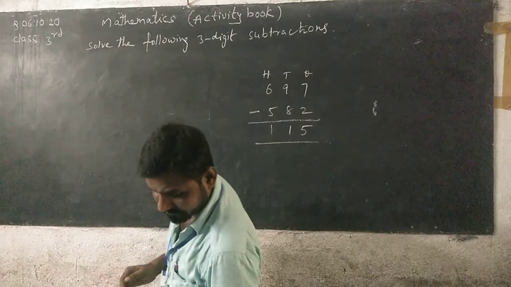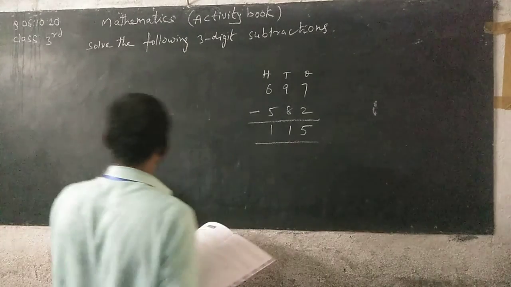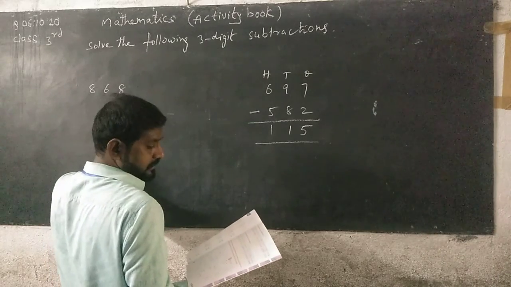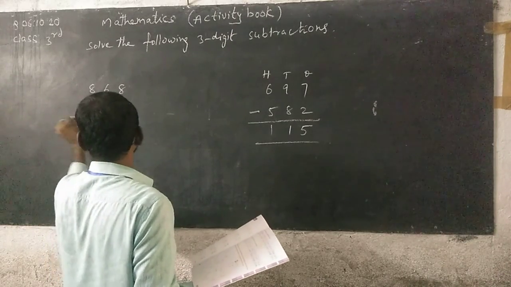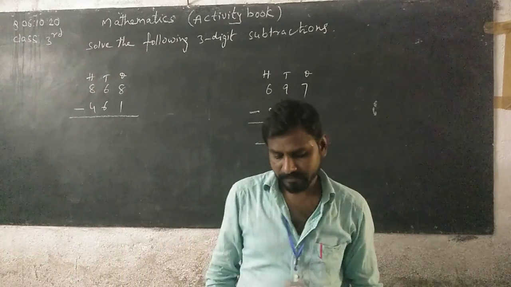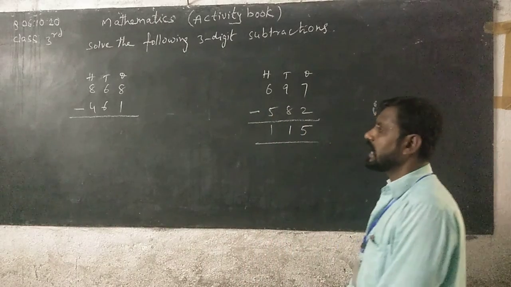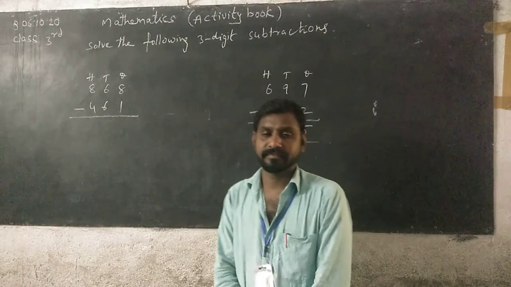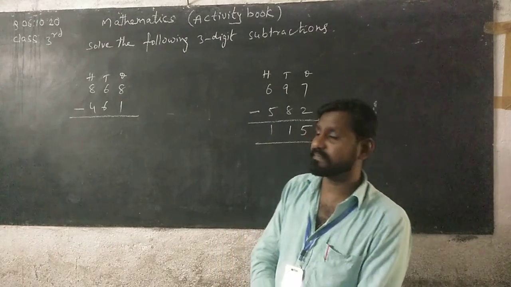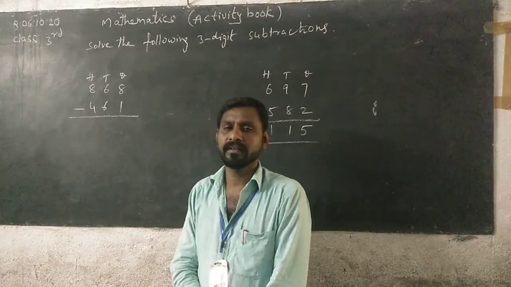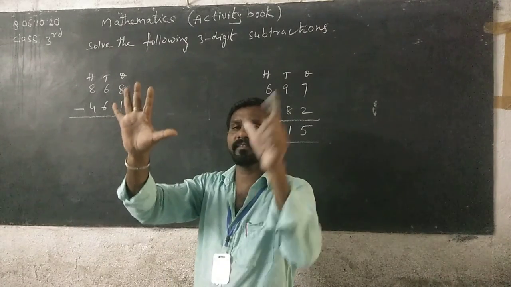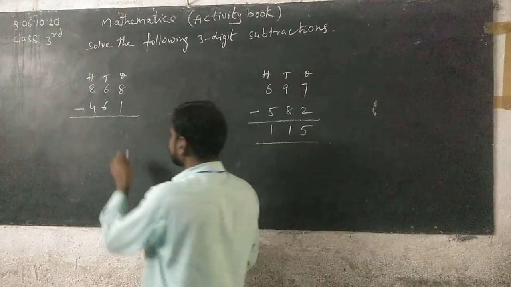Now next, 868 minus 461. This is the ones place, this is the tens place, this is the hundreds place. See here, 8 minus 1. 8 is greater than 1. First we subtract the digits in the ones place, that is 8 minus 1. It is also possible. You can count 1 after up to 8: 2, 3, 4, 5, 6, 7, 8. You get 7, write it down under the ones place.